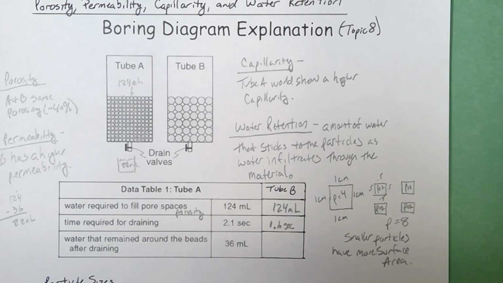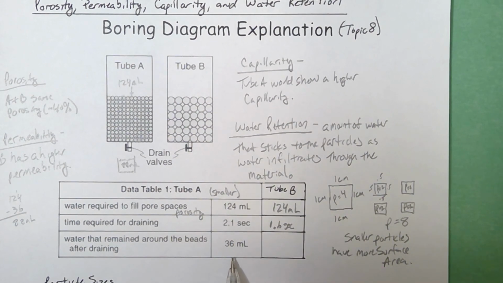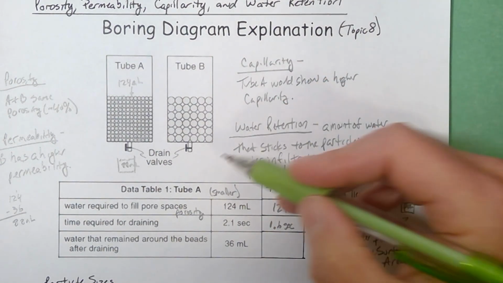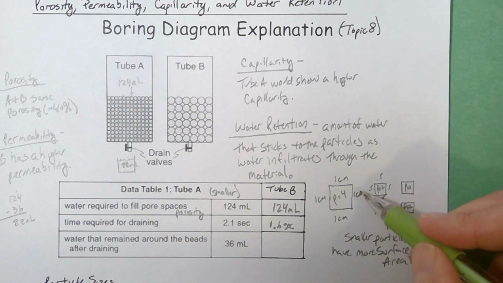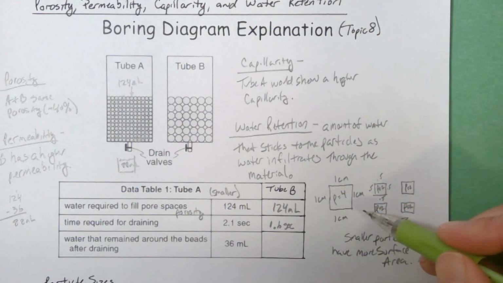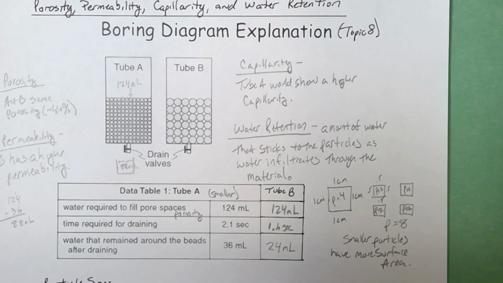Now, tube A, which has the smaller particles, retained 36 milliliters of water. The smaller particles have more surface area. When the water gets drained from tube B, less water is going to stick to the larger particles because, just like in our model over here, there's less surface area with fewer large particles than several smaller particles. So if this was 36, this might go down to 24. Larger particles just don't retain as much moisture.